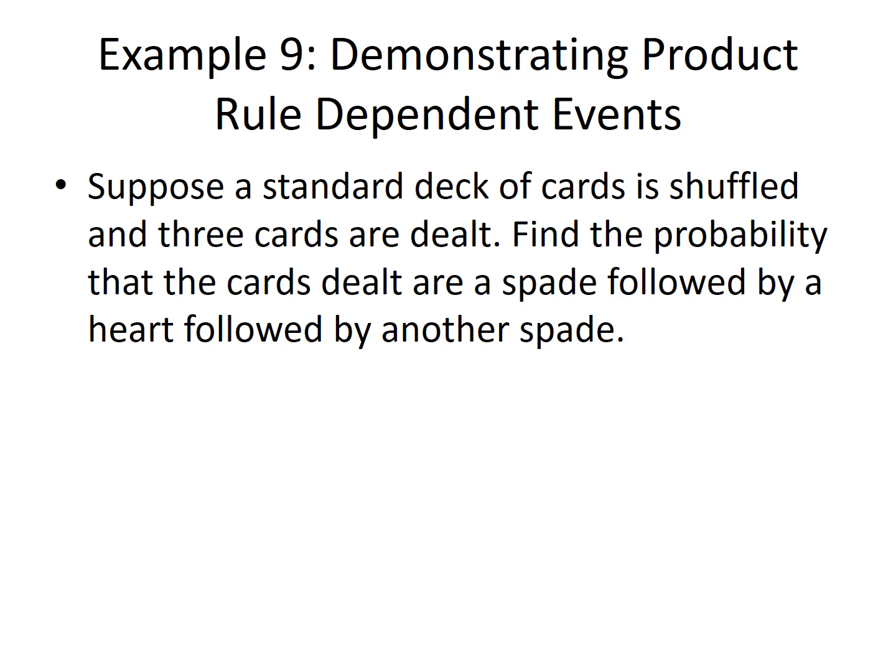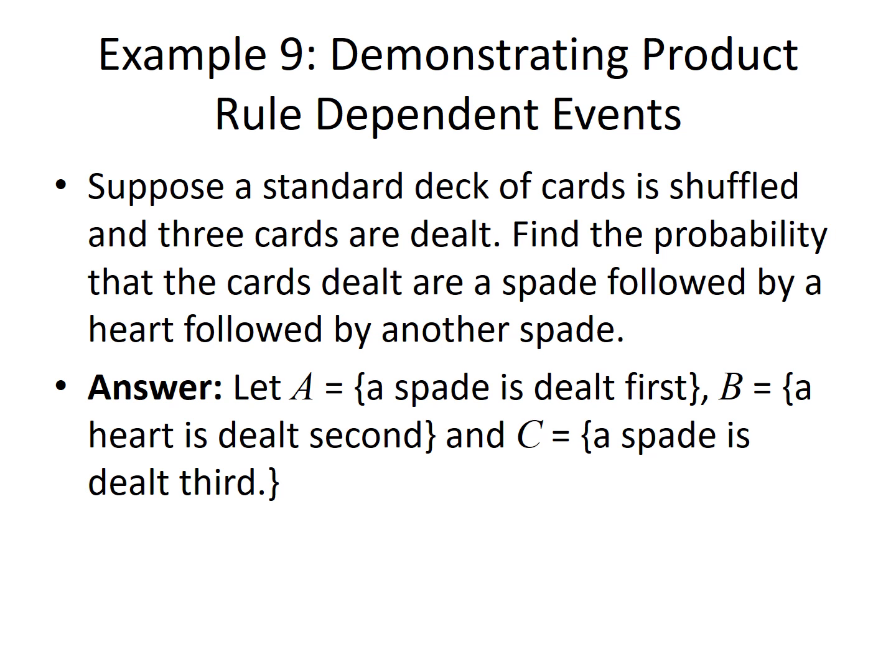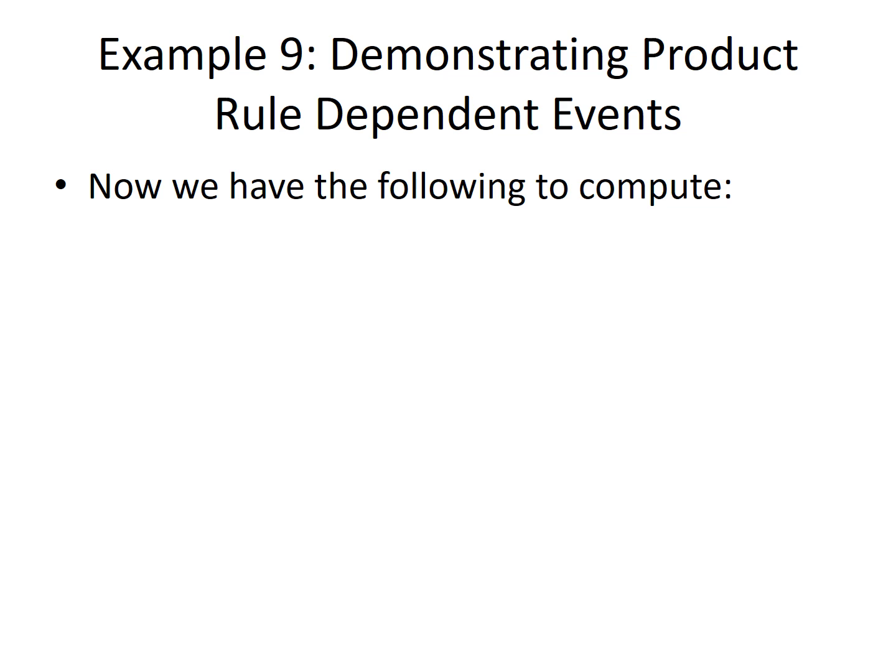Suppose a standard deck of cards is shuffled and 3 cards are dealt. Find the probability that the cards dealt are a spade, followed by a heart, followed by another spade. Let's let A be the event that a spade is dealt first, and let B be the event that a heart is dealt second, and let C be the event that a spade is dealt third. Again, this helps with organizing the problem, getting it ready to perform calculations. So now we have the following to compute.